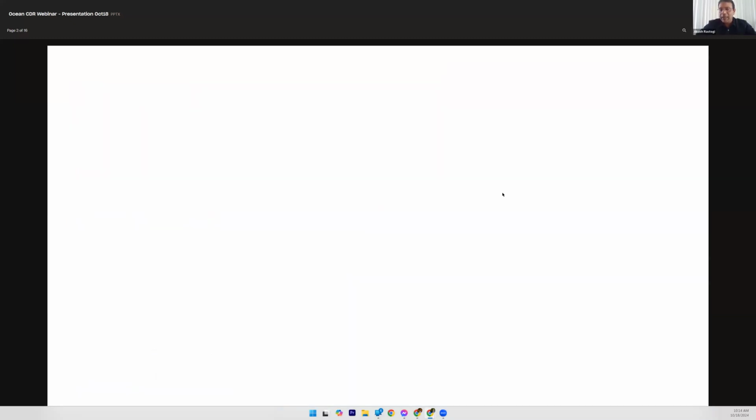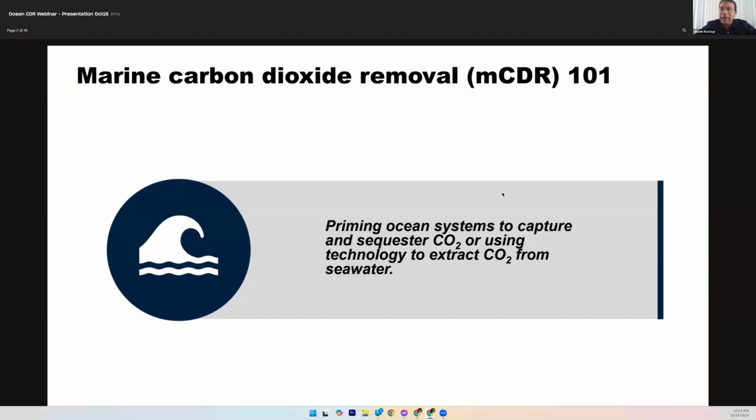Okay, so while you're waiting for that, just in terms of definition, MCDR refers to a collection of approaches or pathways that essentially are either amplifying or accelerating the naturally occurring biogeochemical processes in the ocean. And as some of you may know, oceans play a central role in regulating our climate, and this is essentially leveraging those existing processes. Next slide, please.